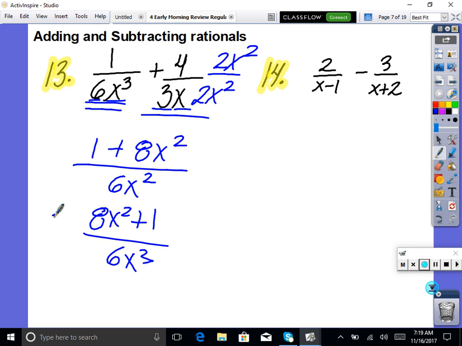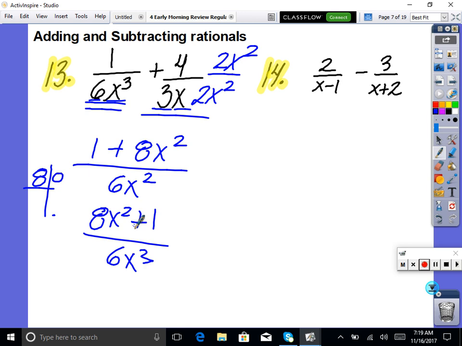6x cubed. Let's just make that an ugly 3. So, looking at this, the top does not factor. You could try what multiplies to be 8 and adds up to be 0, nothing. So it doesn't factor, so nothing divides out. We would never divide across an addition sign, so we're good.